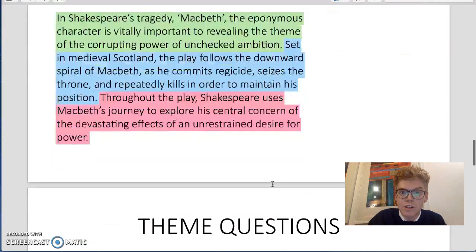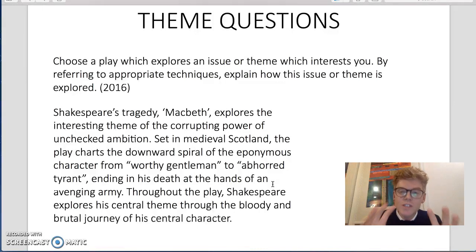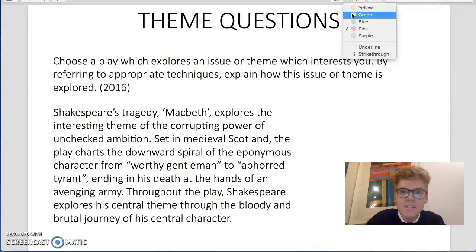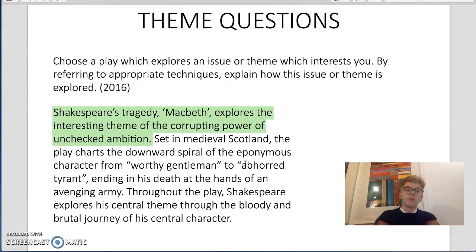Okay, so it works for character questions. Does it work for theme questions? Well, for theme questions, you'll see that we just slightly tweak this three-sentence introduction to make it work, but the same basic structure is going to work again. So that first sentence, just answering the question. Choose a play which explores an issue or theme which interests you. By referring to appropriate techniques, explain how this issue or theme is explored. So Shakespeare's tragedy Macbeth explores the interesting theme, directly from that first sentence, of the corrupting power of unchecked ambition.